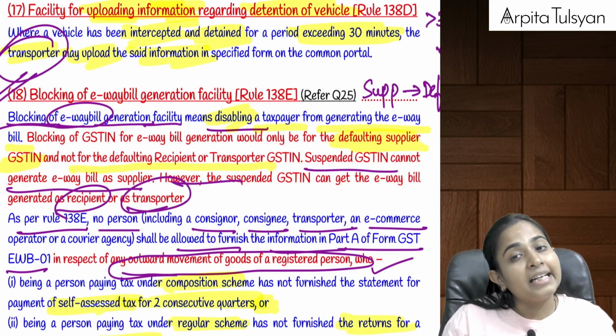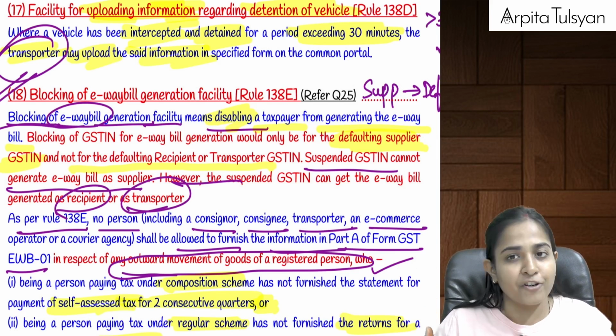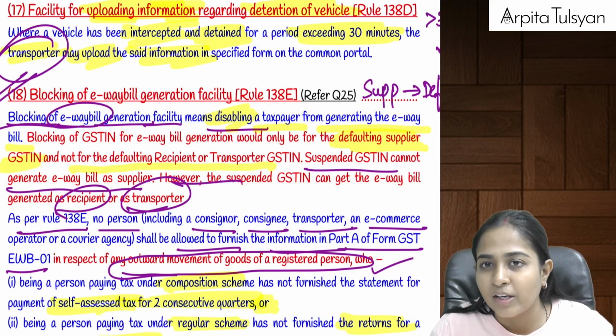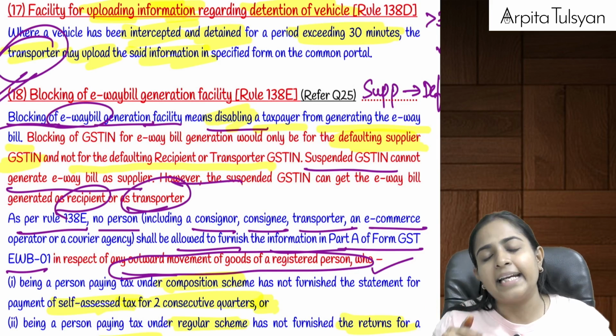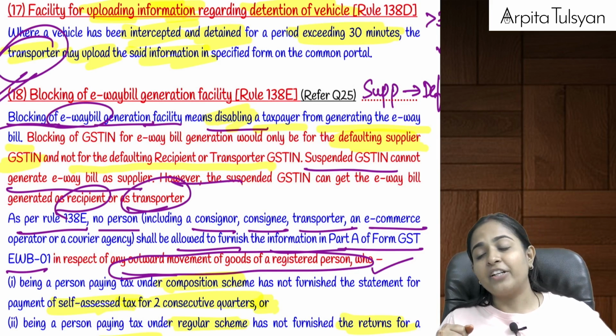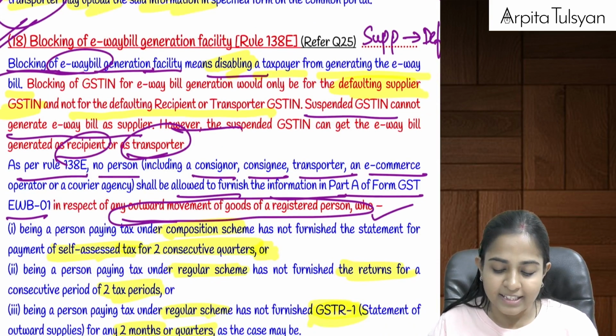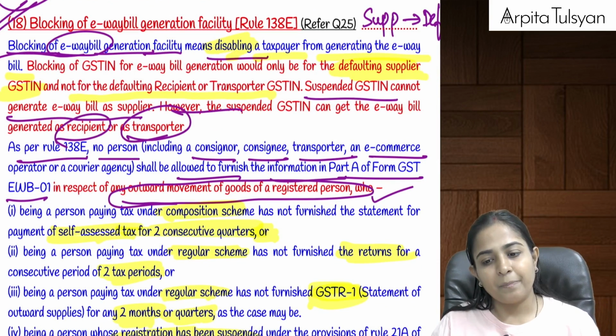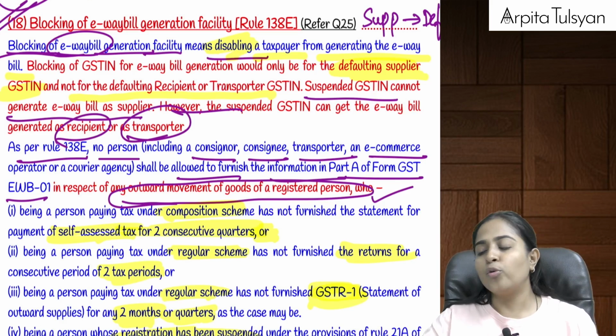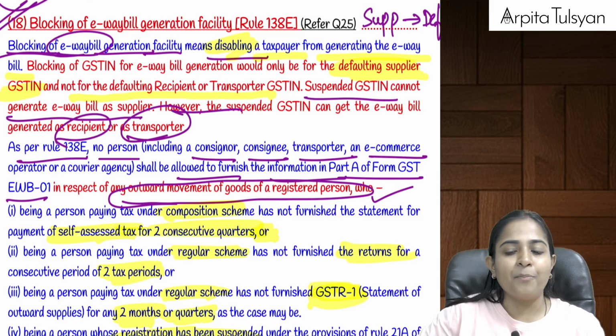So that later, first of all, the supplier and the recipient both will come to know about it. Secondly, if the transporter wants an extension, it will become easy for him to extend the validity of the e-way bill. Okay, next, rule number 138E, a very important provision.